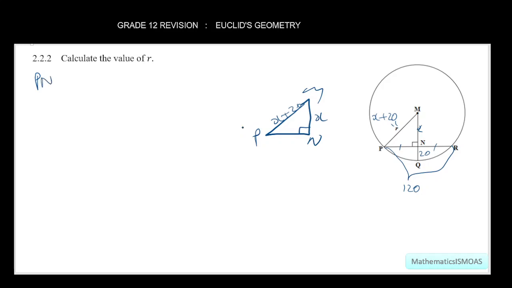Therefore, we can say PN will be equal to 120 divided by 2. And the reason for that is that theorem statement: line from center perpendicular to the chord bisects the chord. Then the reason will be line from center perpendicular to chord.